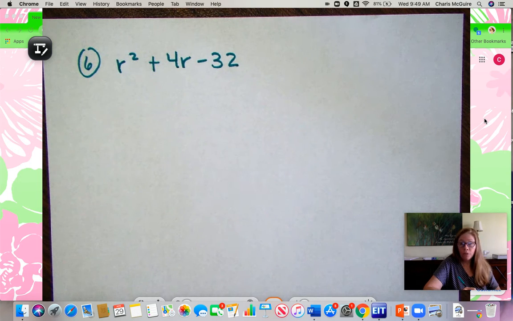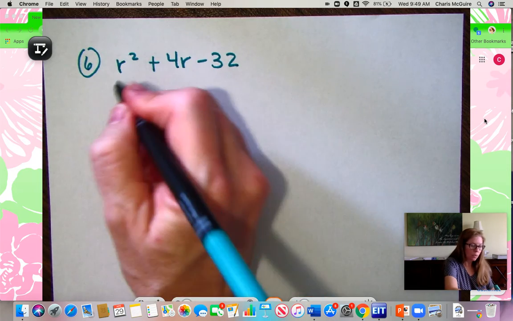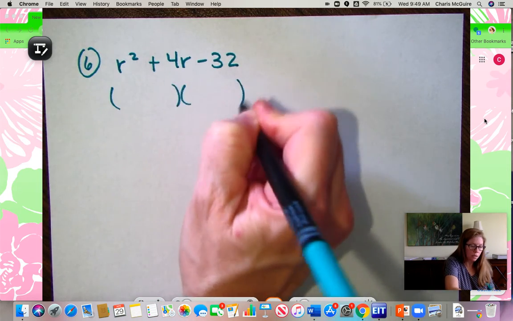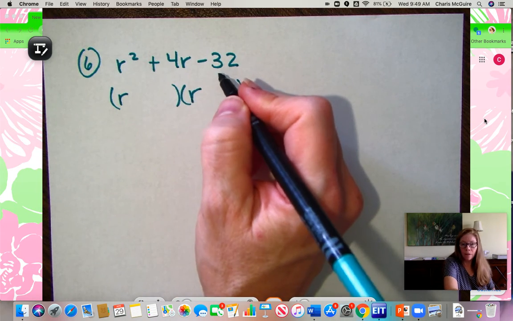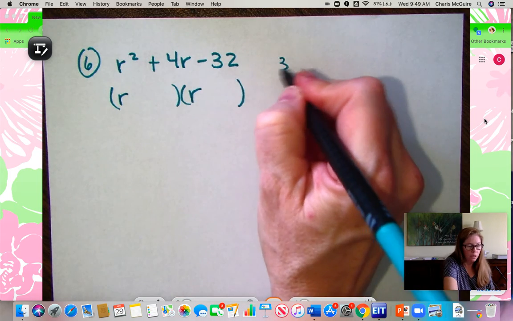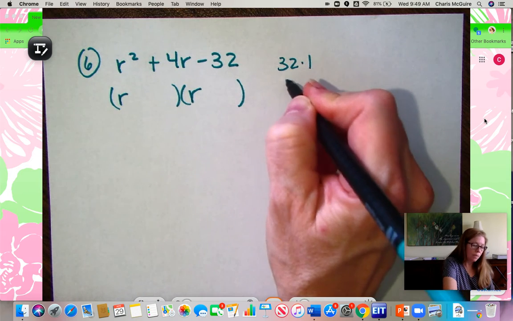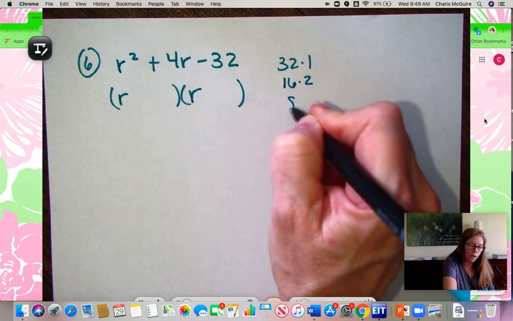All right, so hopefully you have R plus 8 times R negative 4. When you look at this one, no GCF, so we're going to do the double parentheses. We have R times R, now 32. A couple of different ways you can make a 32: 32 times 1, 16 times 2, or 8 times 4.